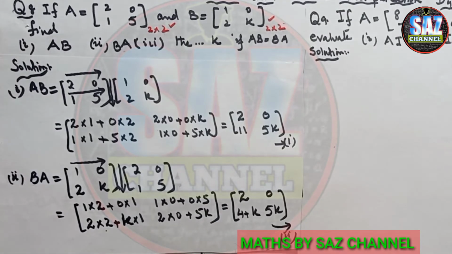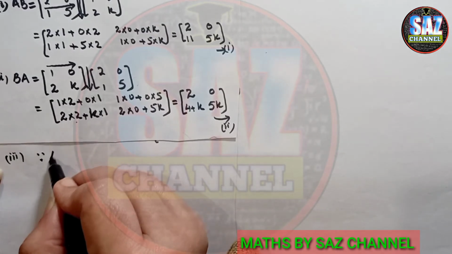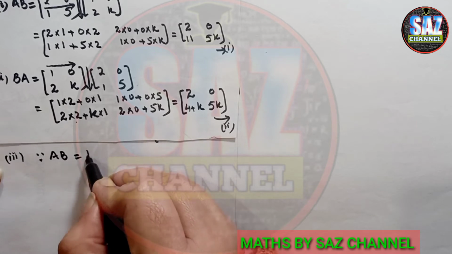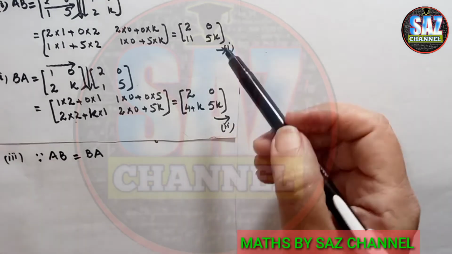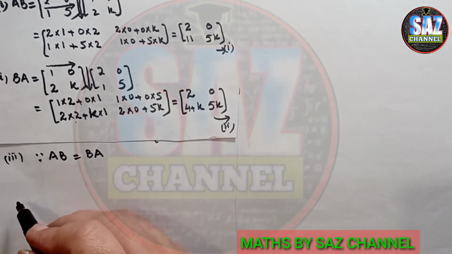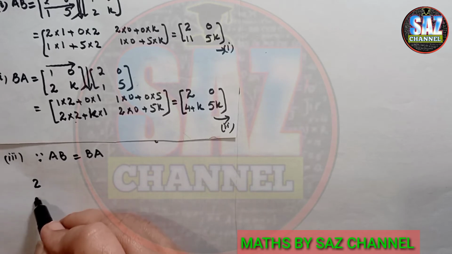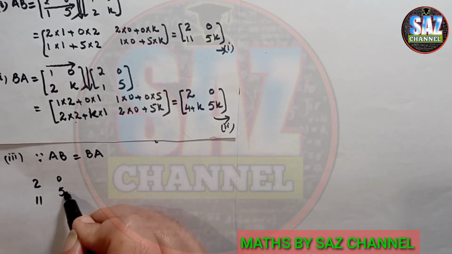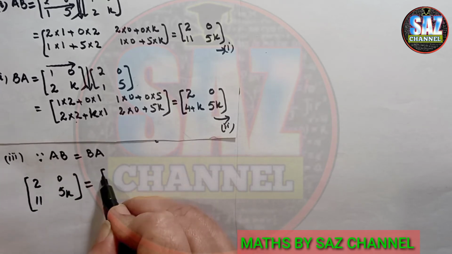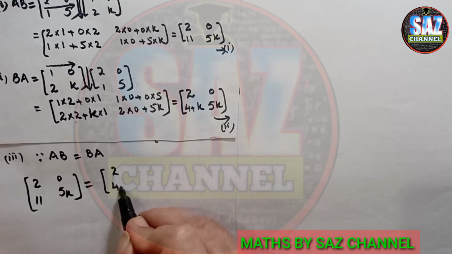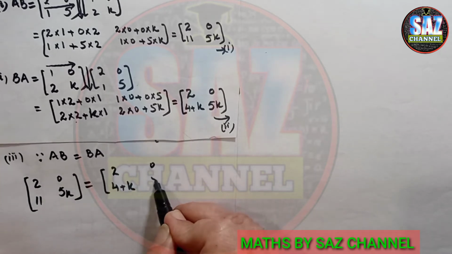Now as the question says, we have to find the value of k if BA equals AB. Okay, moving to the third part, because AB product equals BA means that these two matrices, these two products are equal. So I have to look at the answer of AB, that is 2, 11, 0 and 5k, and this is equal to 2 and 4 plus k and 0 and 5k.